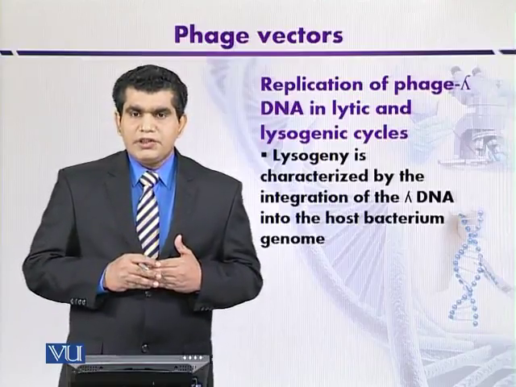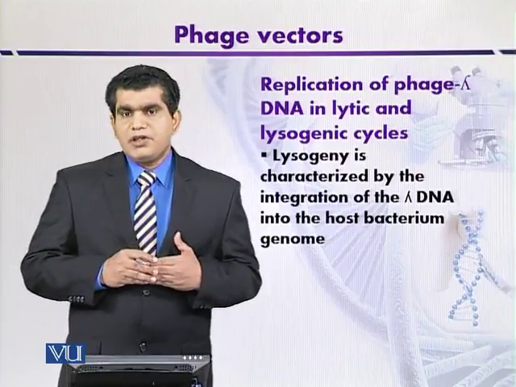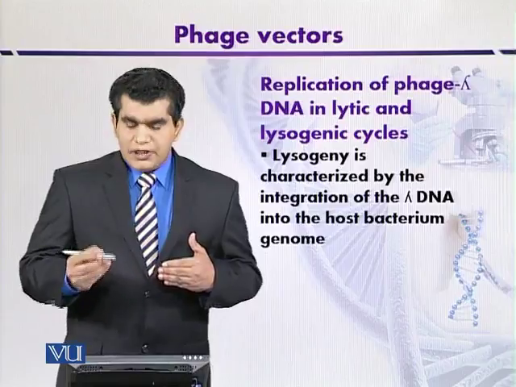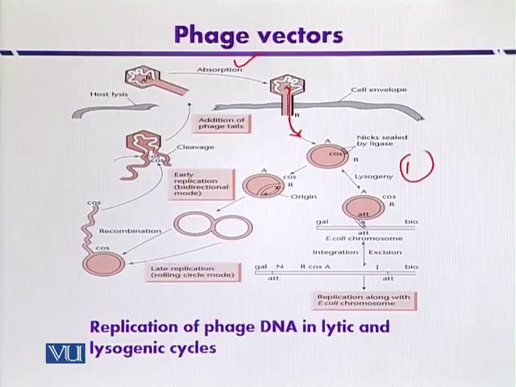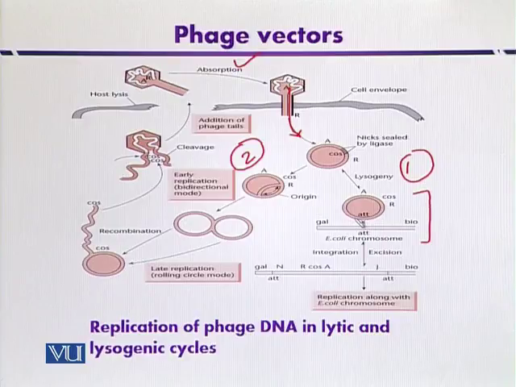So what is the situation after infection of the lambda genome to the host organism? We can discuss it in the form of a diagram. As I told you, after adsorption to the bacterial cell wall and injection of the lambda genome, there are two possibilities. First, it will enter into lysogeny, and second, it will enter into the lytic cycle. In case of lysogeny, prophage formation occurs after the integration of the lambda genome into the host organism between the gal and the bio region.